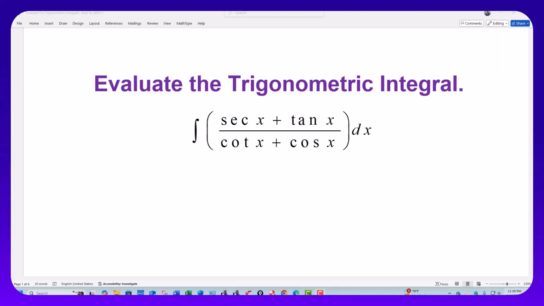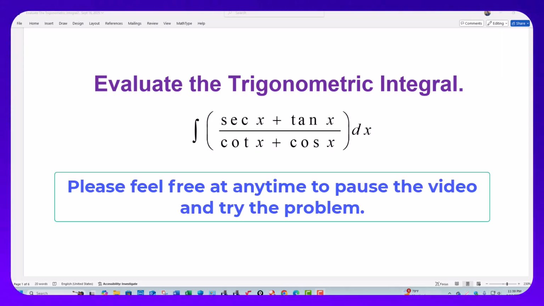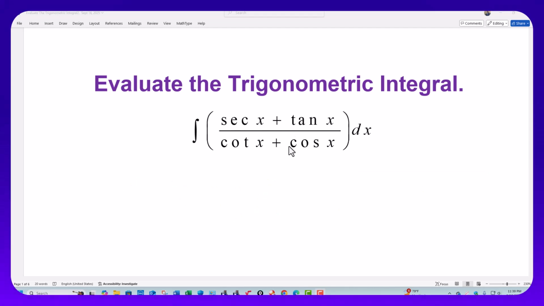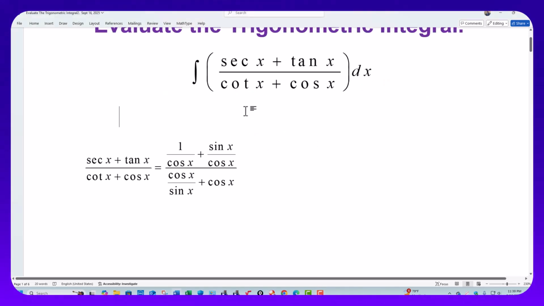In this video, we have another trig integral to evaluate. We've got the integral of secant of x plus tangent of x over cotangent of x plus cosine of x. Just like in an earlier trig integral, we use some trig identities to simplify it, to make it very easy to integrate. As is, it's going to be pretty hard. So I'm going to take the integrand and try to simplify this.